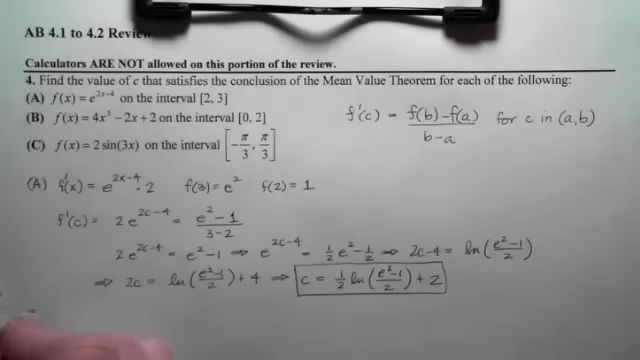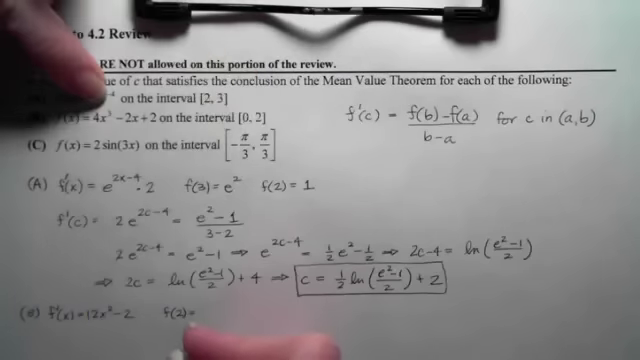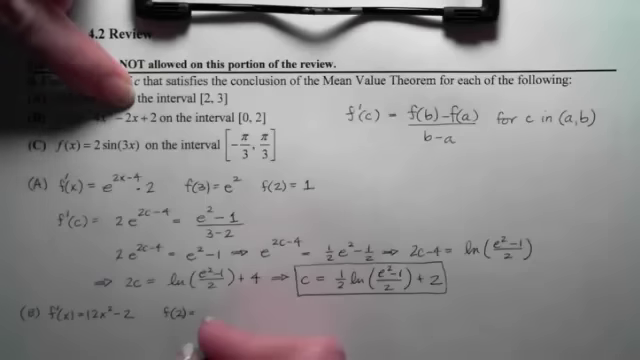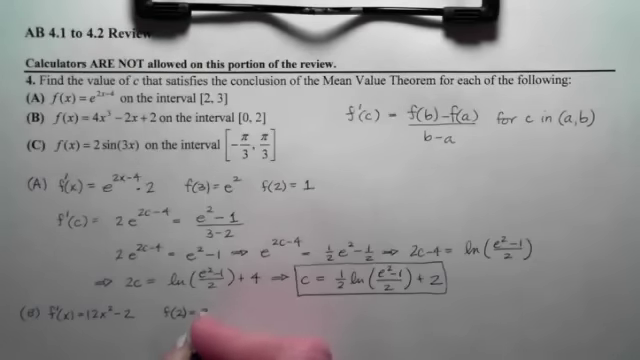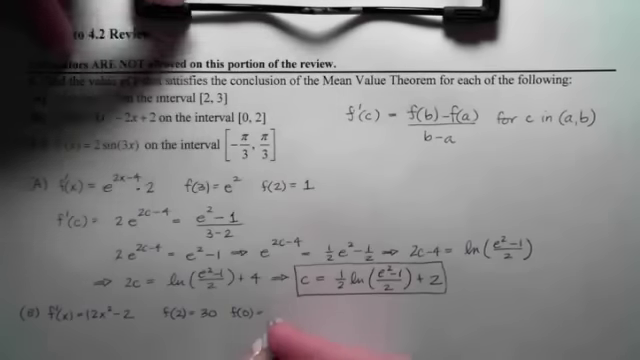Okay, so let's look at part B. Part B is a polynomial, so again we're going to need our derivative, which is 12x squared minus 2. We need to know our f of 2, which is our f of b. We plug 2 in and we get 32 minus 4 plus 2 gives me a 30. And we need an f of 0, which is going to be 2.